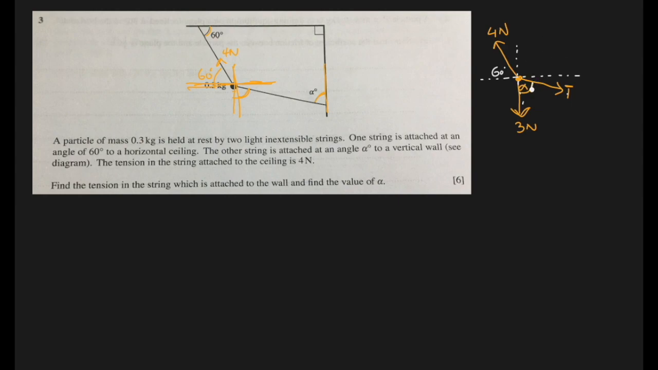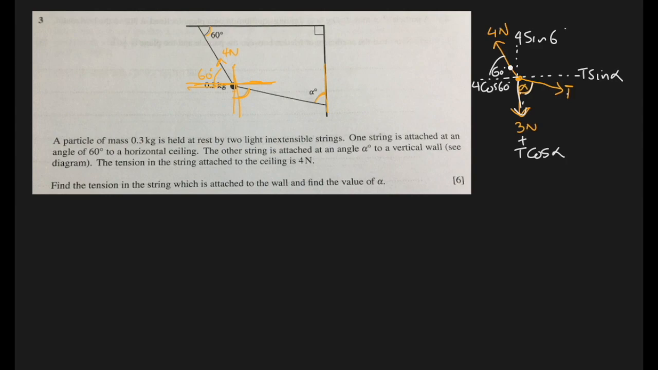Whichever component has an angle with the force becomes the cos component. So this downwards component of T will be T cos alpha. The component on the opposite side of the force here will be T sin alpha. That's the rule. I have explained this in my previous videos as well. Now, here is the angle. So this will become 4 cos 60. Cos component again, because the angle is here. The opposite one, 4 sin 60 degrees.